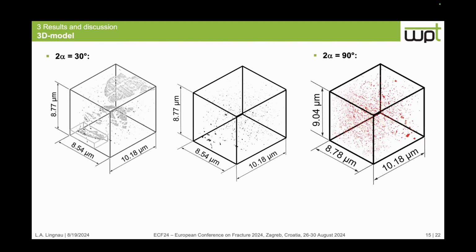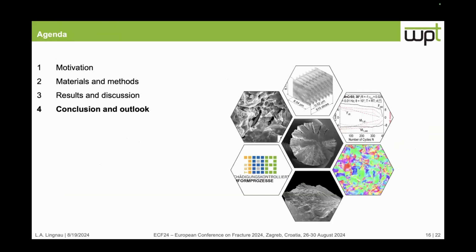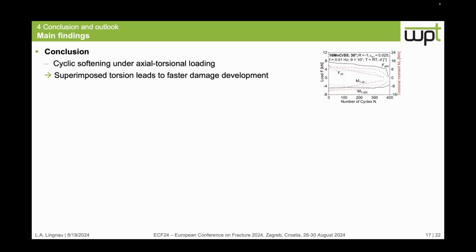And by comparing it to a 90-degree shoulder opening angle, we can see that there we have much more pores. Right now, we are investigating this and quantifying it, but to give you a number, we have 27% more pores in the shoulder opening of 90 degrees in comparison to the 30-degree shoulder opening angle. And with these models, we can, for the first time, give a quantitative comparison of the damage states for the whole volume and get an idea about the 3D pore distribution as well as the manganese sulfide distribution. At the end, I will give you a short conclusion and an outlook.